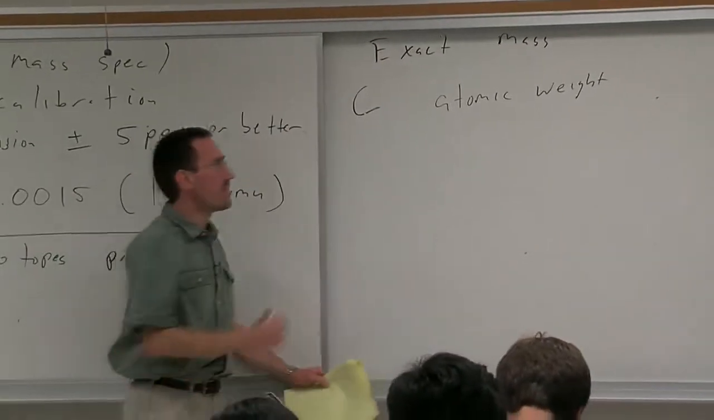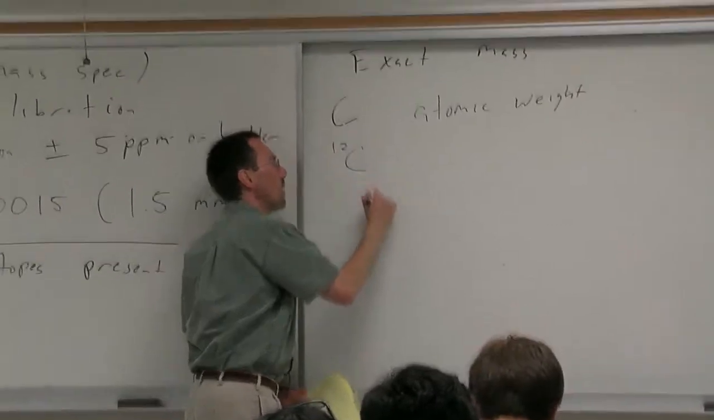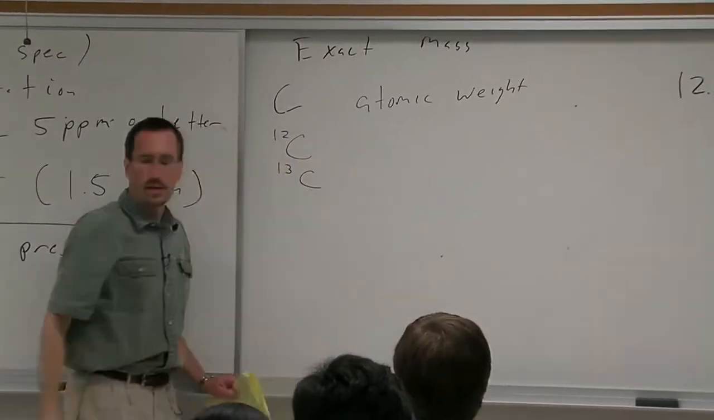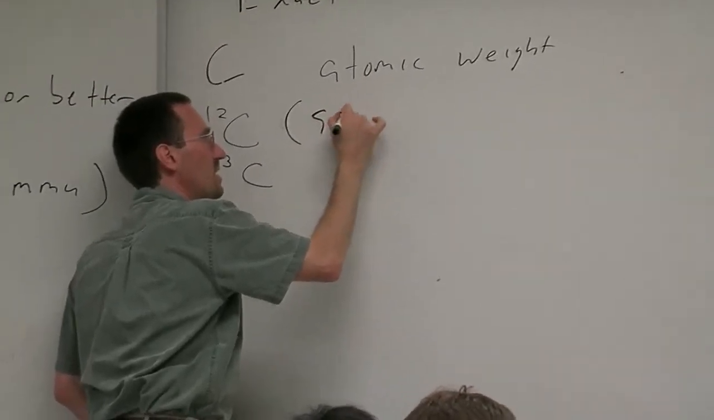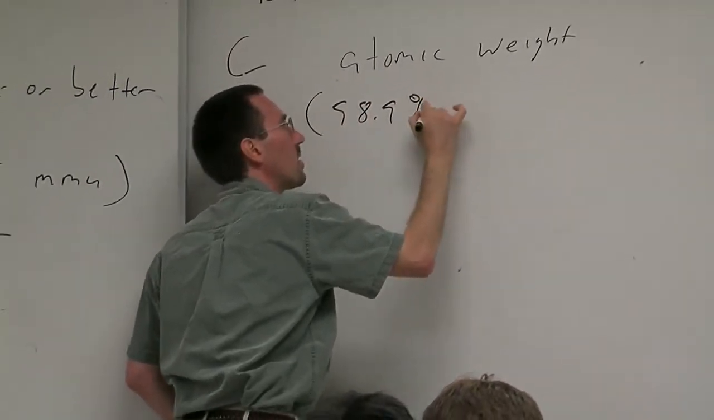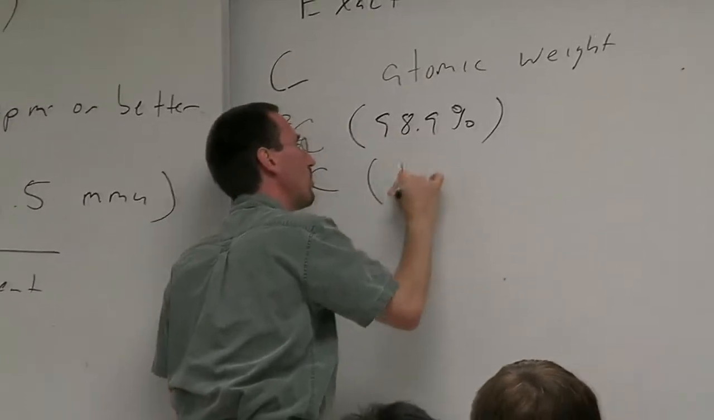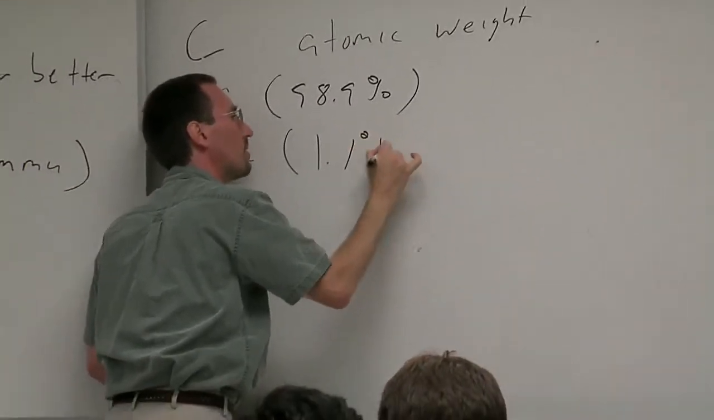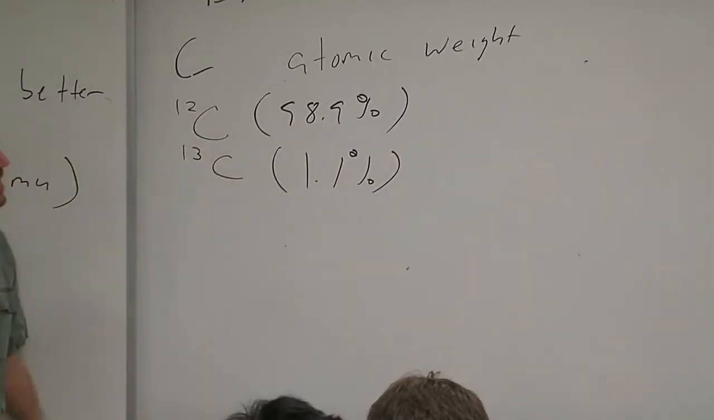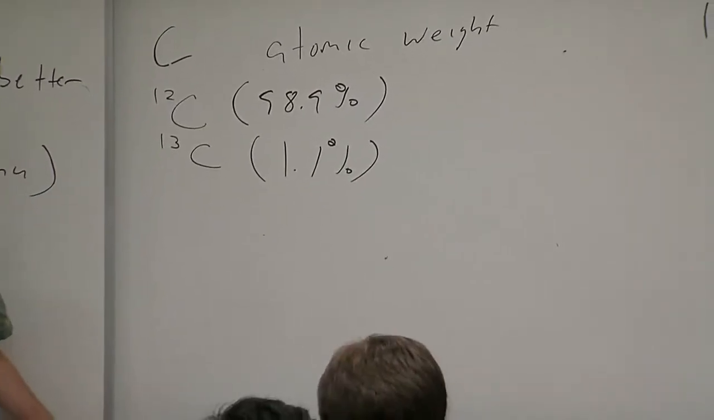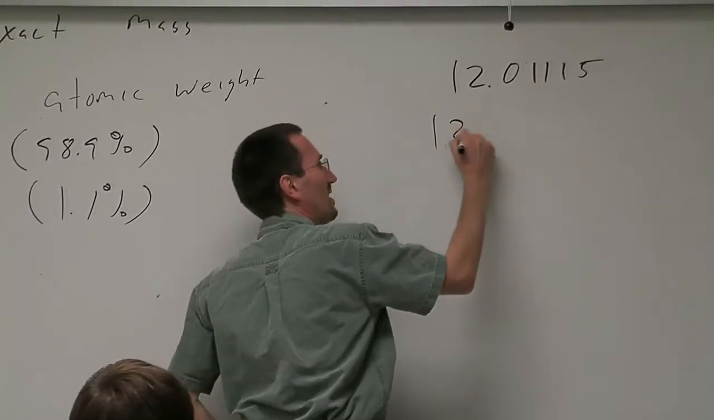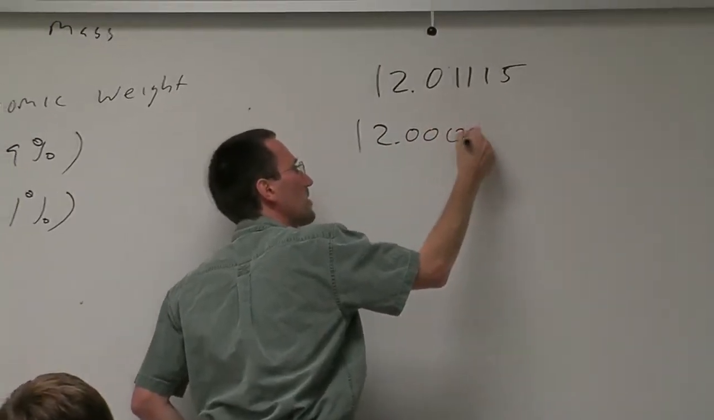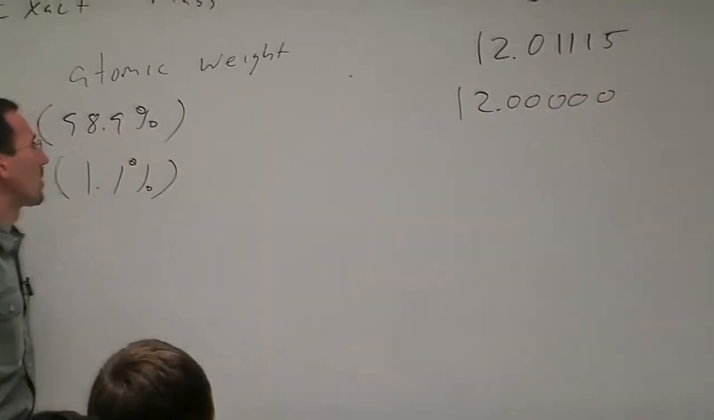However, carbon is a mix of carbon-12 and carbon-13. It's 98.9% carbon-12 and 1.1% carbon-13. The mass of carbon-12 is set by definition as 12.0000, as many zeros as you wish to write.